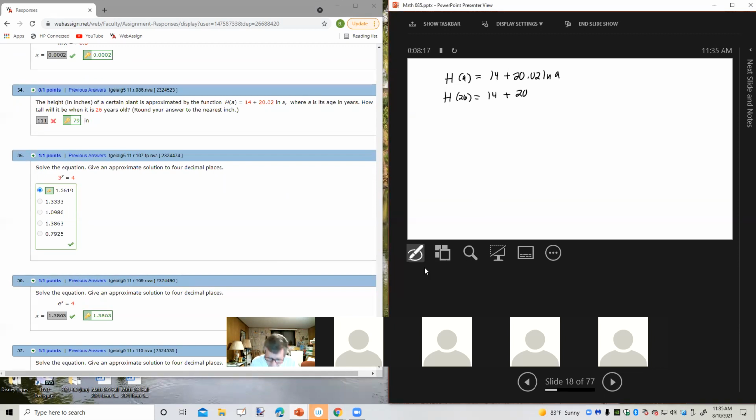No, that's what I pin. 0.02 natural log of 26. So that goes into our calculator. 14 plus 0.02 natural log of 26. Close it up. And I get 79.22709269. It says round to the nearest inch. This would round down, so 79 inches.